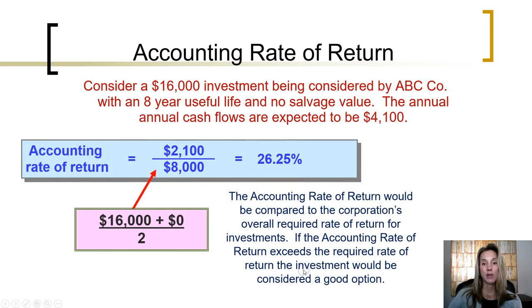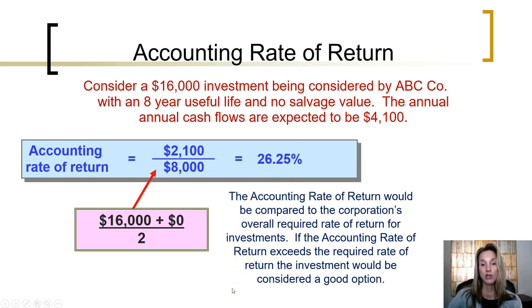So calculating the rate of return, net income of $2,100 divided by the average investment. To get the average, we take the beginning investment amount plus the ending and divide by 2. We calculated an accounting rate of return of 26.25%. This means that this investment will provide a 26.25% on the investment amount.